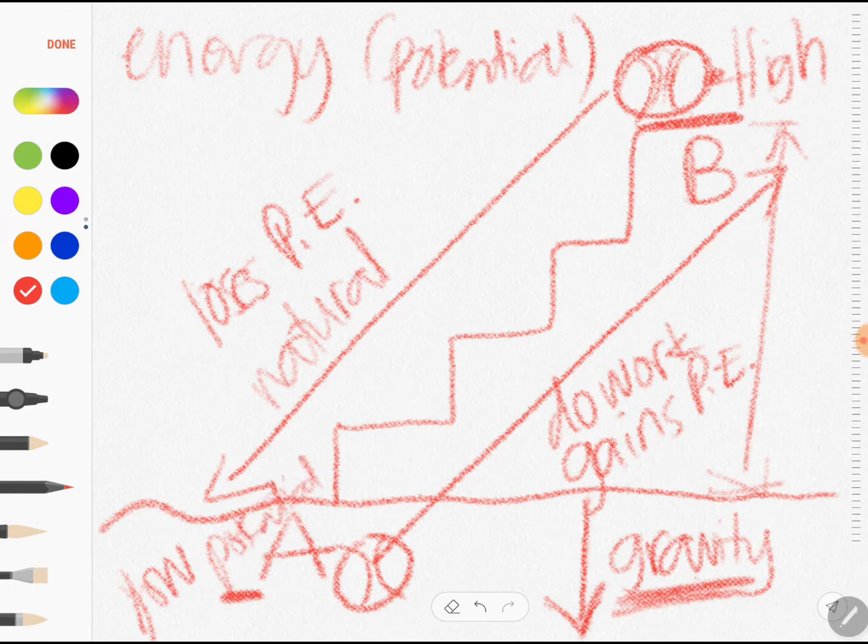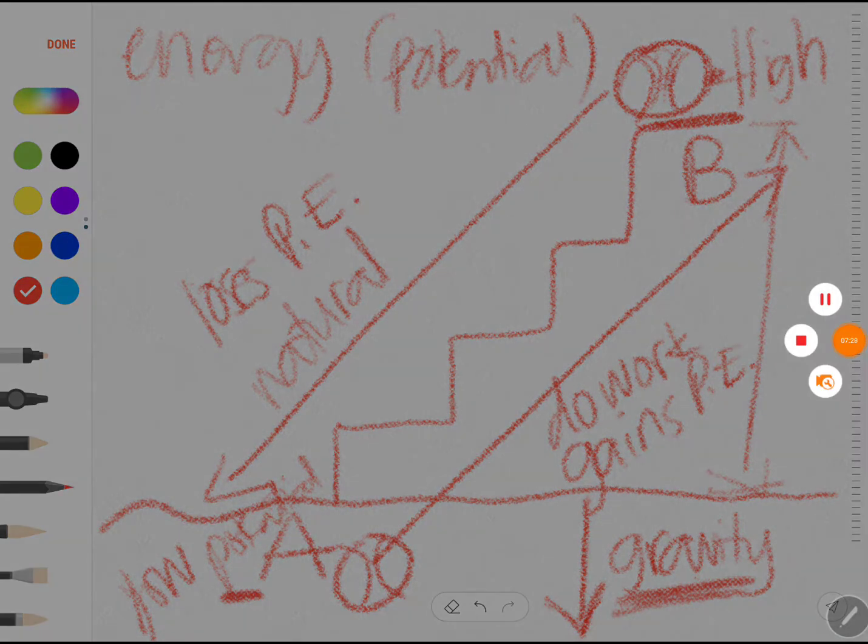Okay, now why are we discussing this? Because we are using this as an analogy so that we can better understand the push that is needed to move the charges around a circuit or to make an electric current.